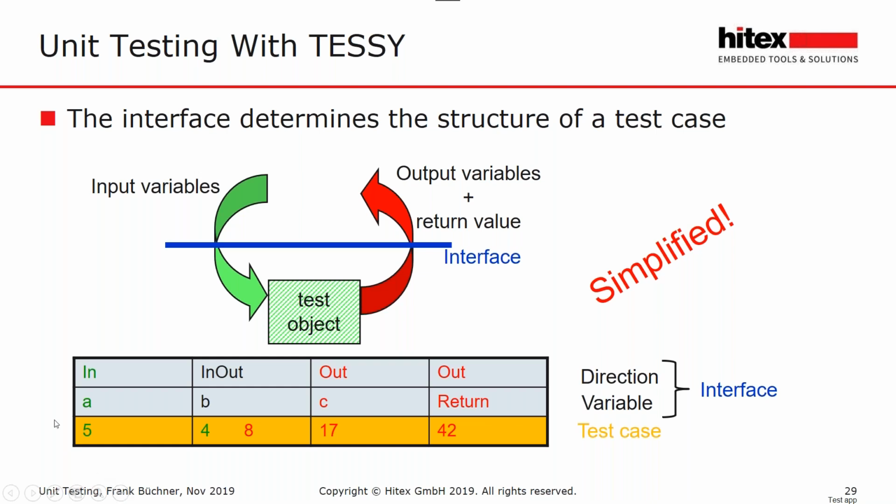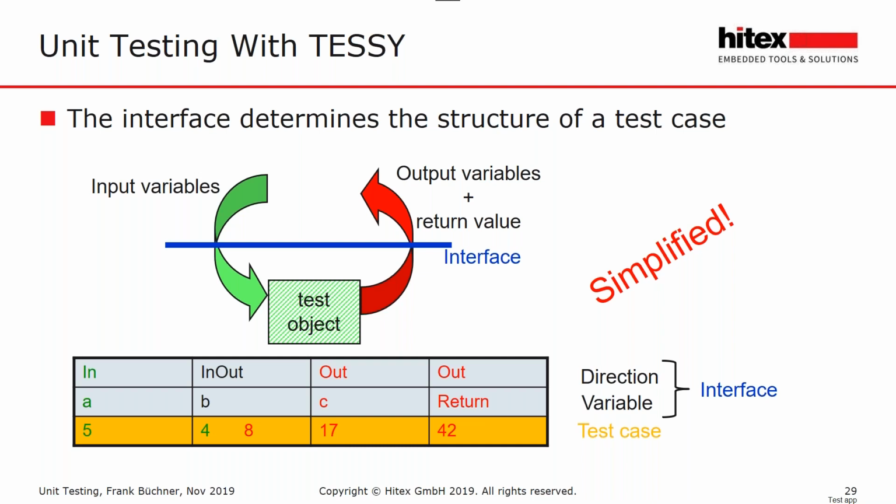It says, for instance, our interface consists of a variable A, which is input, of a variable B, which is input and output, of a variable C, which is only output, and our test object should have a return value, and this is, of course, output. And the interface determines the structure of a test case. Therefore, we can create a test case by assigning values to the variables of the interface.